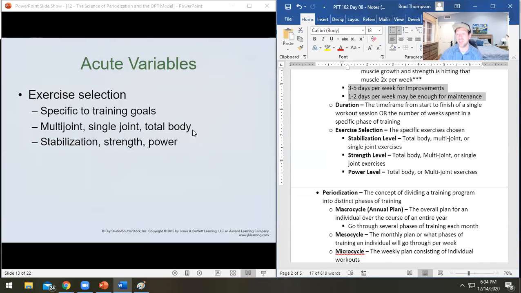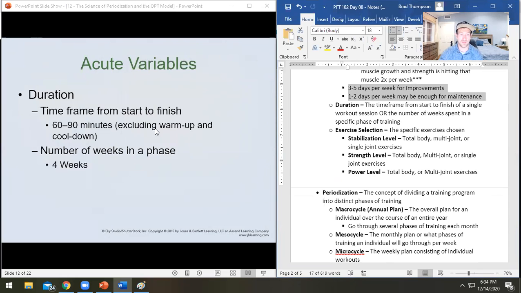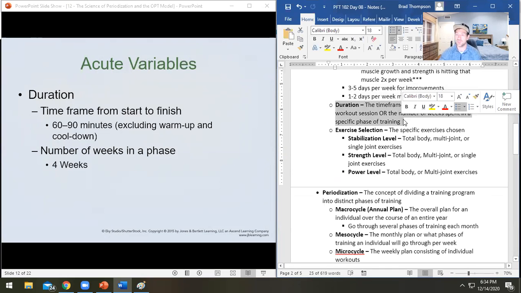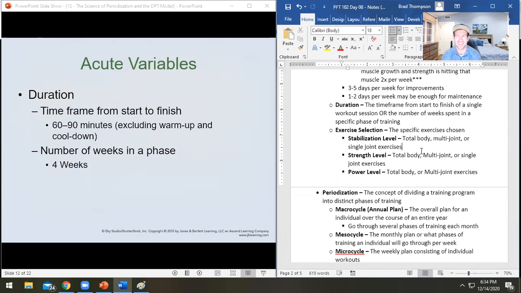So another one that we got to talk about is duration. I skipped past duration, but duration is the time frame from start to finish of a single workout session. This is a definition that I freaking hate in your textbook. I think it's so stupid that they didn't label it some other way. They could have literally called it session duration versus weekly duration or something. But I apologize. This is a definition that literally has 2 meanings.